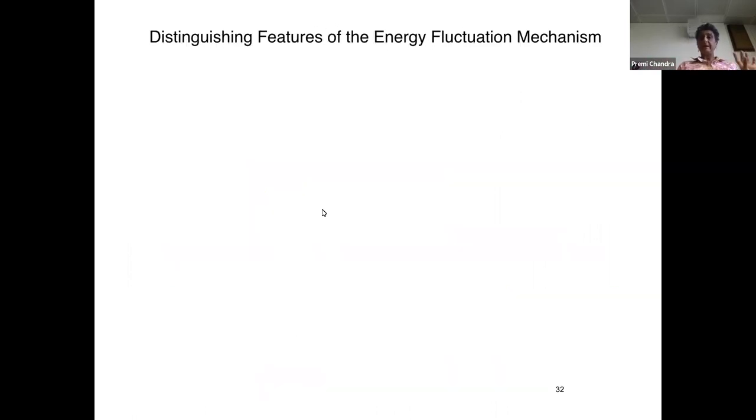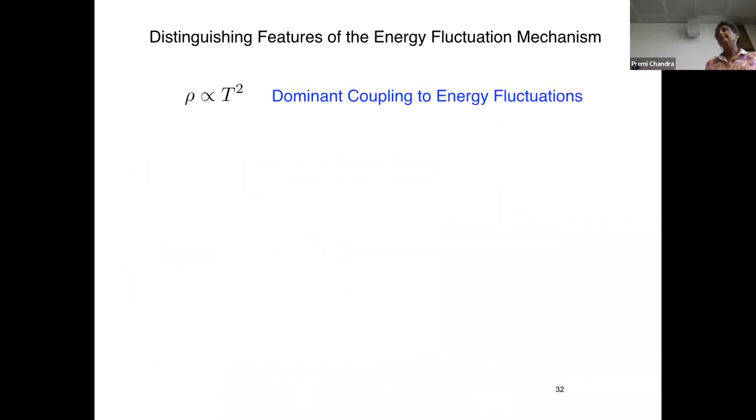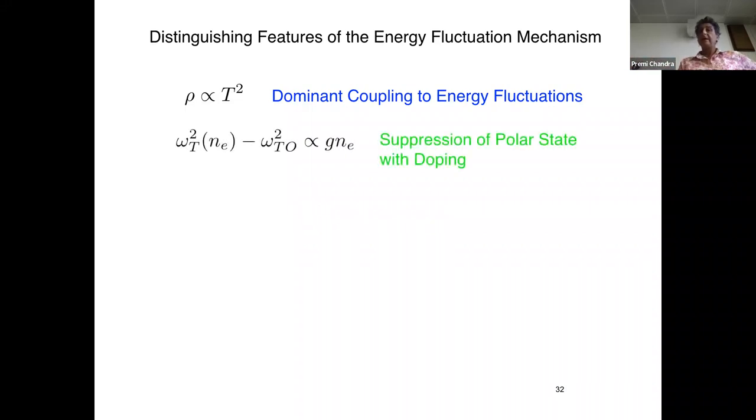Now, I'd like to end with what are the distinguishing features of the energy fluctuation mechanism, because you know there are many proposals around and not that many materials to test them on. So first of all, in the energy fluctuation mechanism, we expect the resistivity, the dominant coupling, to be due to energy fluctuations. So the resistivity should go like T squared. We also expect that we have a suppression.